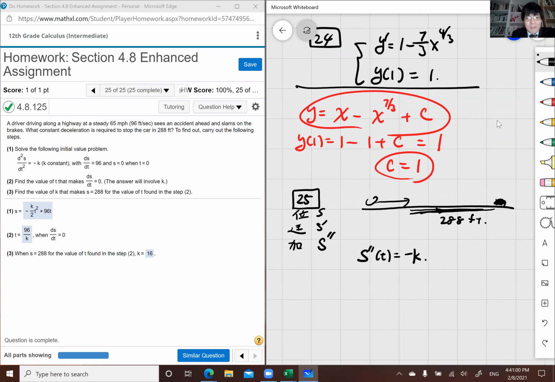And ds/dt, which is s prime of t, is equal to 96 when t is equal to 0. And the position at 0 is equal to 0. So you are given a function with two initial conditions.